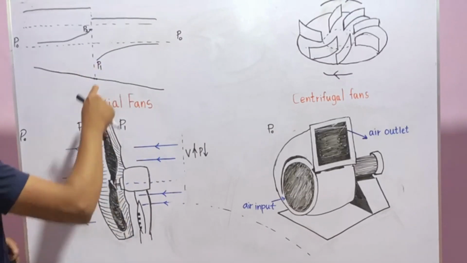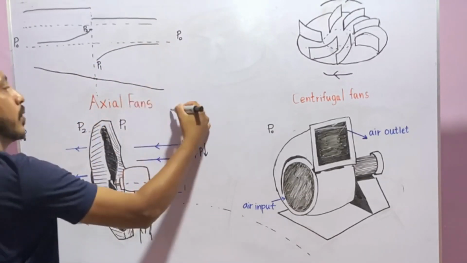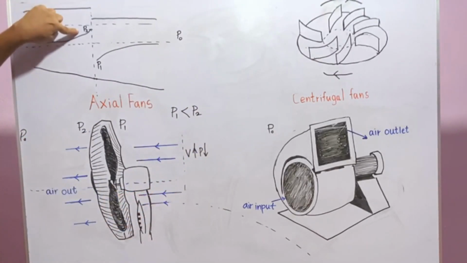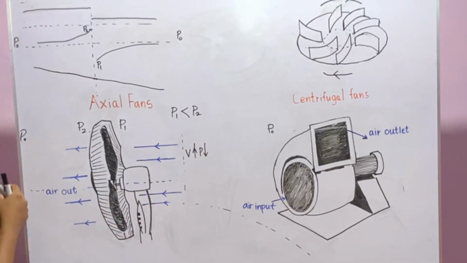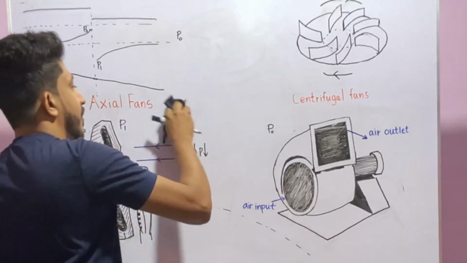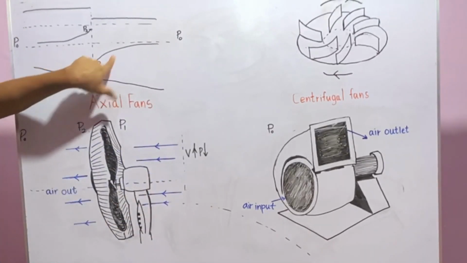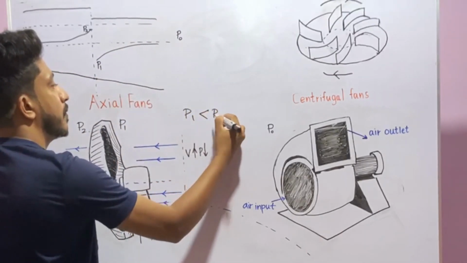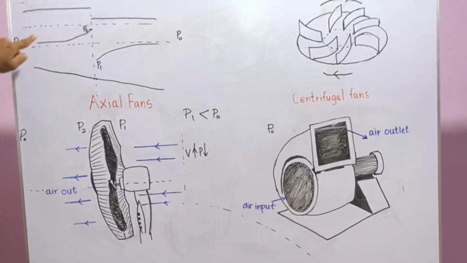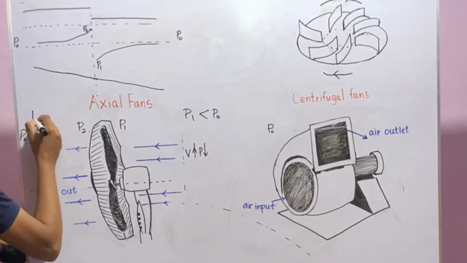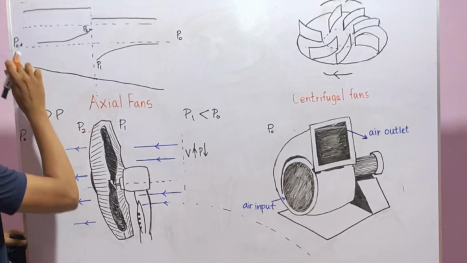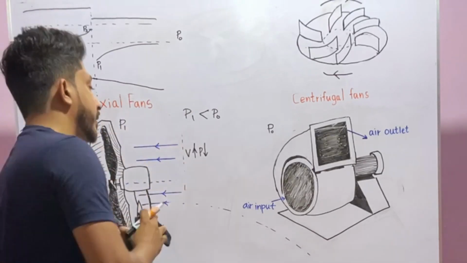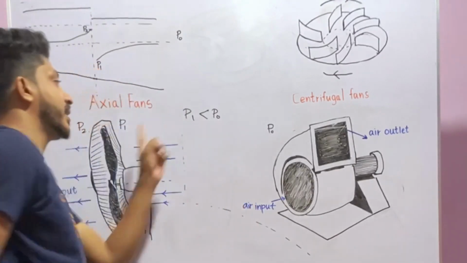Definitely P1 is lower than P2. P1 is lower than P2, and also P2 is higher than P0. Sorry, P1 is lower than P0, and also P2 is higher than P0. Okay, so you can clearly see that there is a pressure difference.